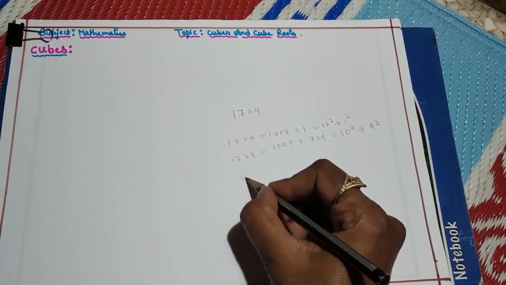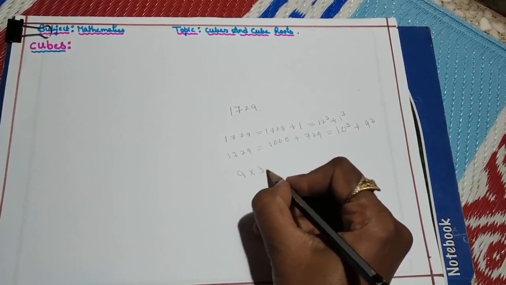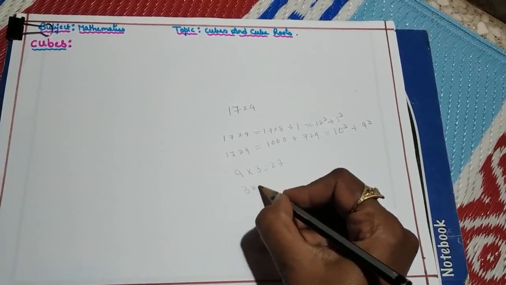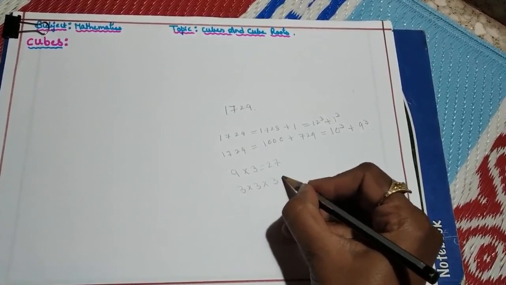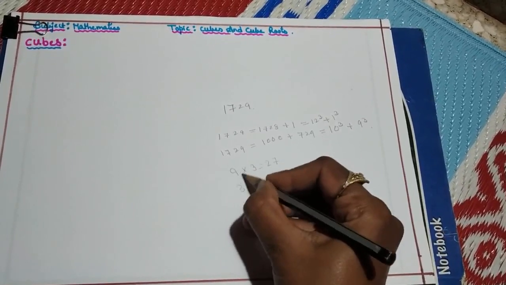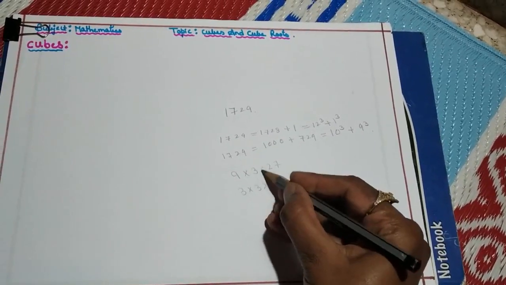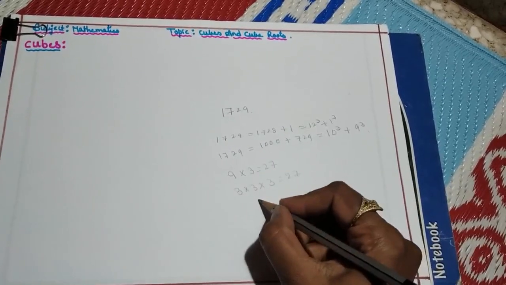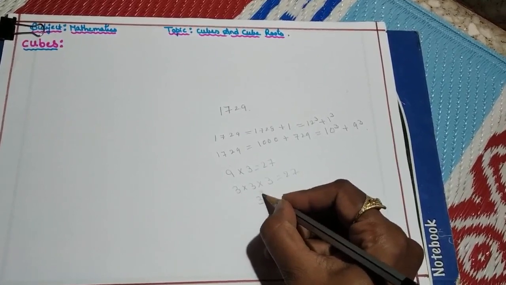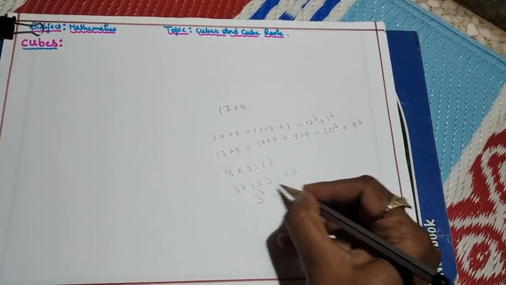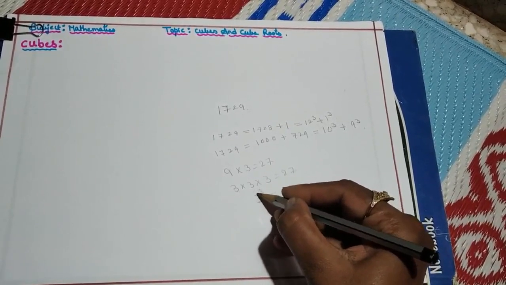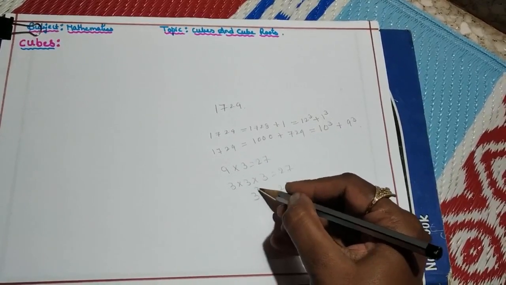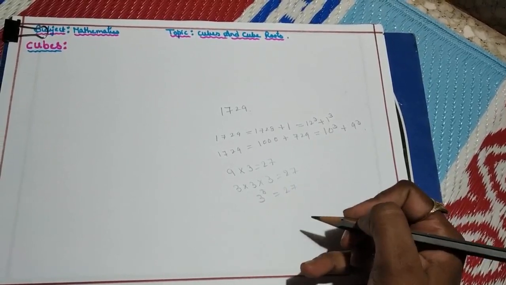So here we came across 9 into 3 equal to 27, where 9 can be expressed as 3 into 3. So 3 into 3 into 3 equals 27, where 3 is repeating 3 times. It can be abbreviated as 3 power 3 equal to 27. This power 3 is said to be the cube of a number. That is, 3 cube, the cube of 3, is equal to 27.